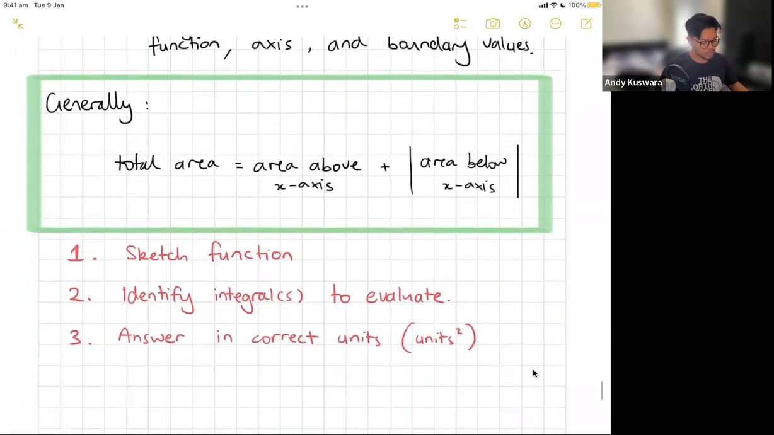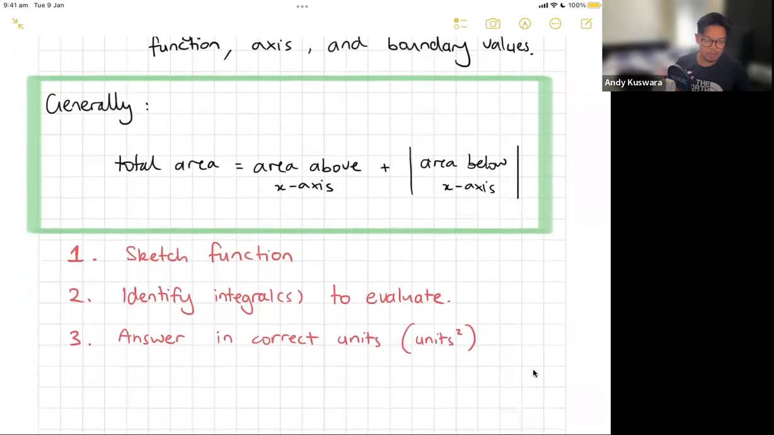Now I've just written these steps here and I'll talk to you about how I actually use them. With these questions, I tend to do three things. The first thing I need to do is, whatever function they give me, I sketch it. Once you sketch it, you can start to see. My second step is to identify the integrals that you have to evaluate. Once you've identified the integrals, part three, you just got to answer it, or in other words, do the long, hard yards of integrating, substituting in, all that stuff.